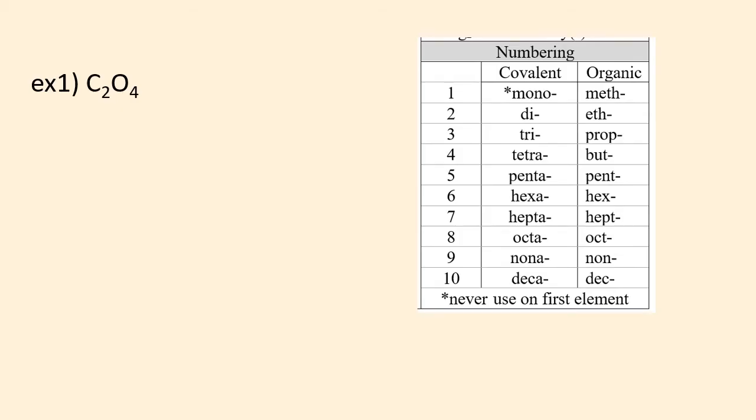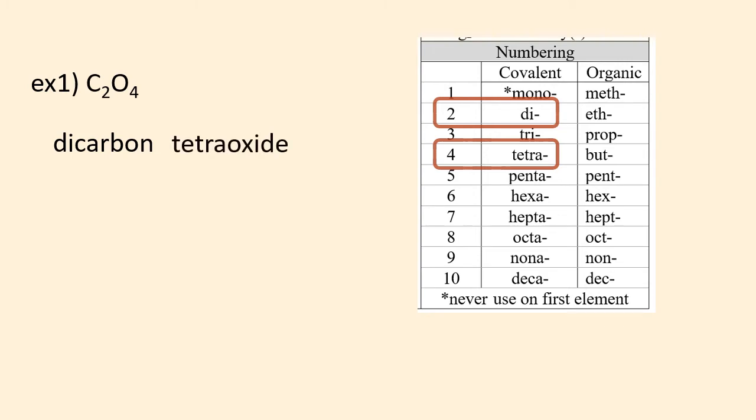Example 1, C2O4. I have two C's. The covalent prefix for 2 is di. So 2 carbons is called dicarbon. Then I have 4 oxygen. The covalent prefix for 4 is tetra. So 4 oxygen is called tetraoxide. Remember, we changed the ending to "ide." So C2O4 is called dicarbon tetraoxide.